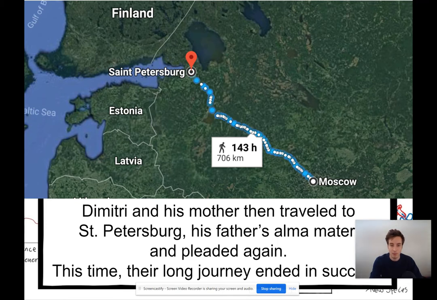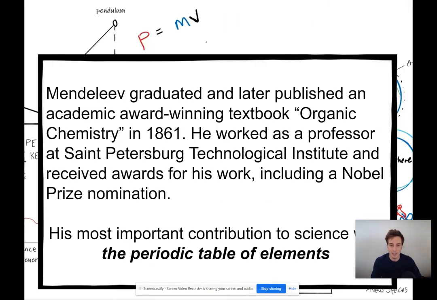Dmitry and his mother traveled to St. Petersburg, his father's alma mater, and pleaded again. This time, their long journey ended in success. Mendeleev graduated and later published an academic award-winning textbook, Organic Chemistry, in 1861. He worked as a professor at St. Petersburg Technological Institute and received awards for his work, including a Nobel Prize nomination.